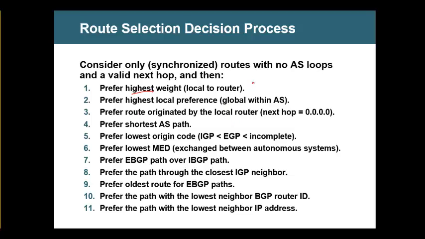If there is a tie in weight, then it is going to pick a path whose local preference is high. I told you local preference is within the autonomous system. It's for all the routers in that autonomous system to make a decision. If there is a tie in weight, it will pick local preference as the option. Next.